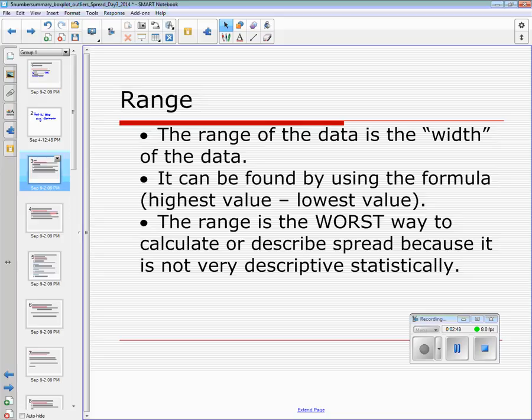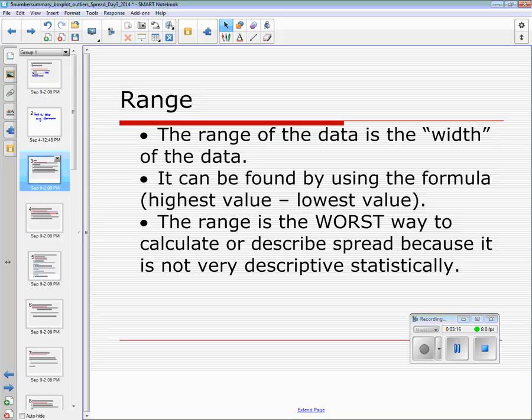Let's go ahead and start. I don't even write this one down because range is something we so very rarely use. It is the least effective. I'm going to turn this down. Maybe that'll help with the heat too, okay? It's the least effective descriptor of spread. And can someone maybe tell me or give me an example of why it might not be a good descriptor of spread?